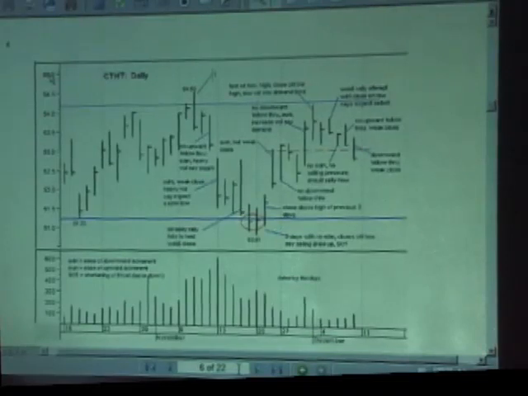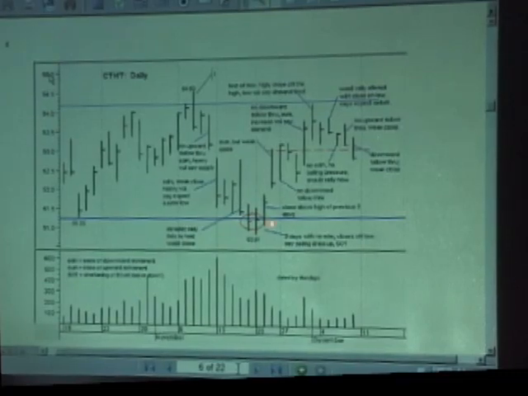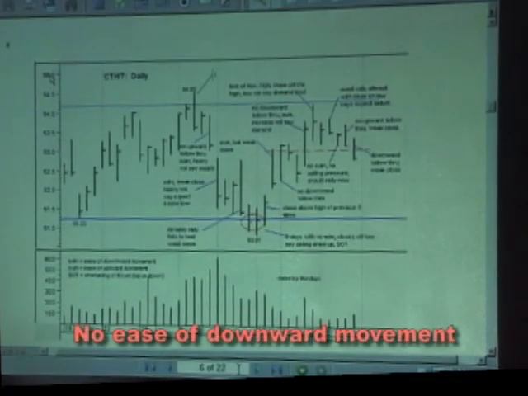It may not occur the very next day, because you see even on this chart, the market on this day breaks underneath the low of the support line, but there's no acceleration. It closes in mid-range, but it still closes lower. The volume is relatively low. There's not a great deal of selling pressure. But what catches my eye more than anything else is the fact that there's no ease of downward movement.